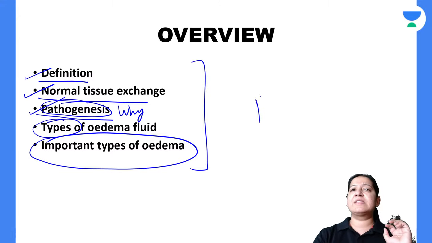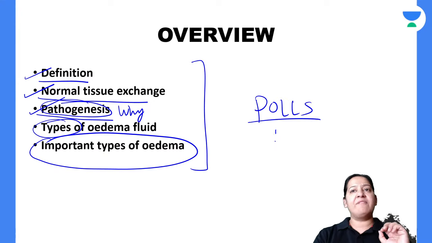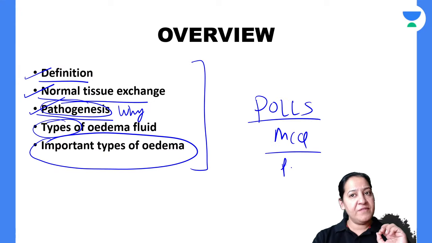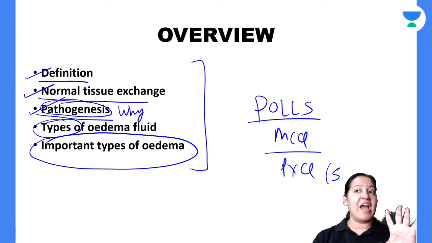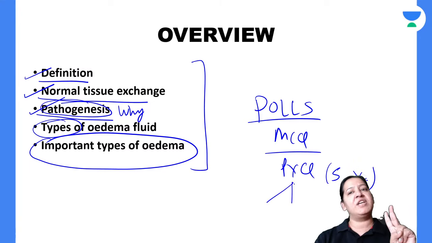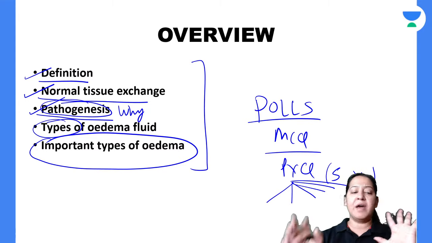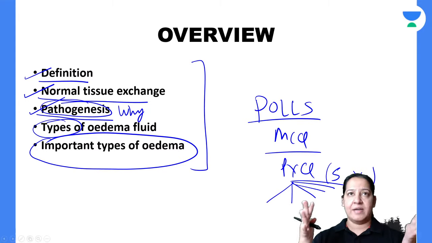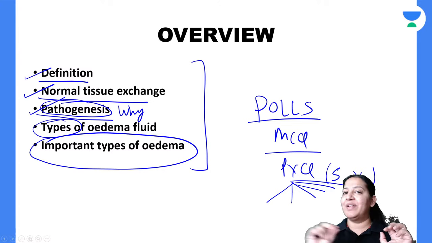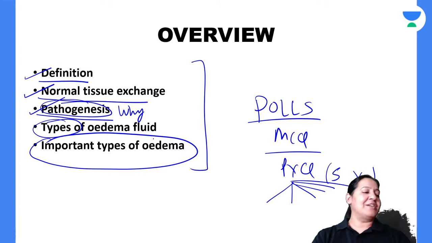And in the end, we will solve some polls. In the polls, I will launch MCQs, which are the previous year questions of the past 5 years in all competitive exams. I will cover questions from NEET PG, FMG, INICET, AIIMS, PGI, JIPMER, all the competitive exams in the end. So you have to answer those questions correctly. For that, you have to be attentive during the entire lecture. So let me start edema.